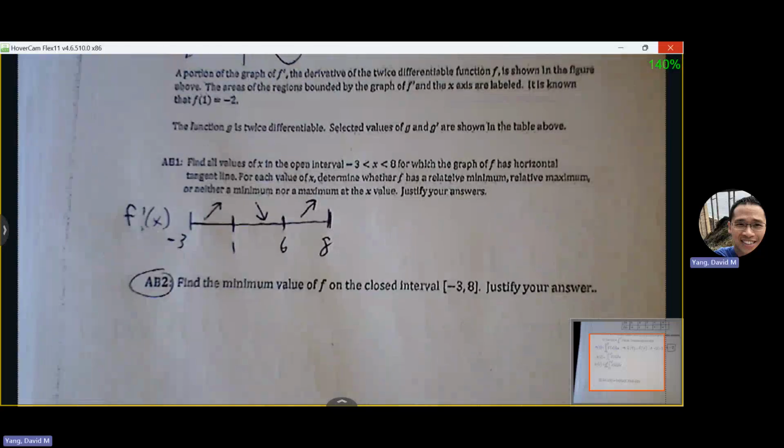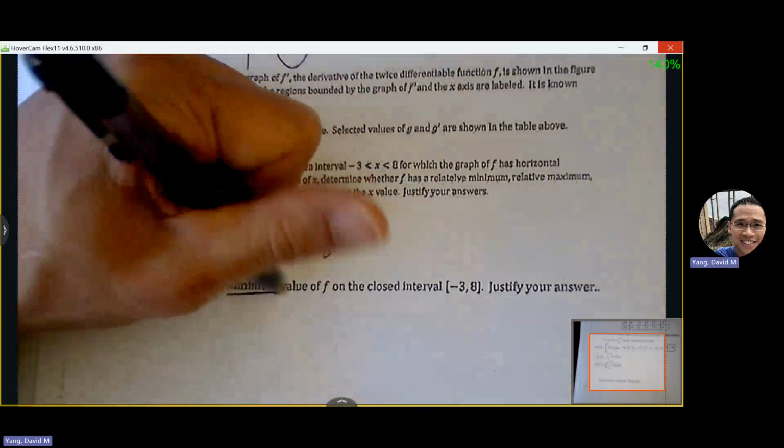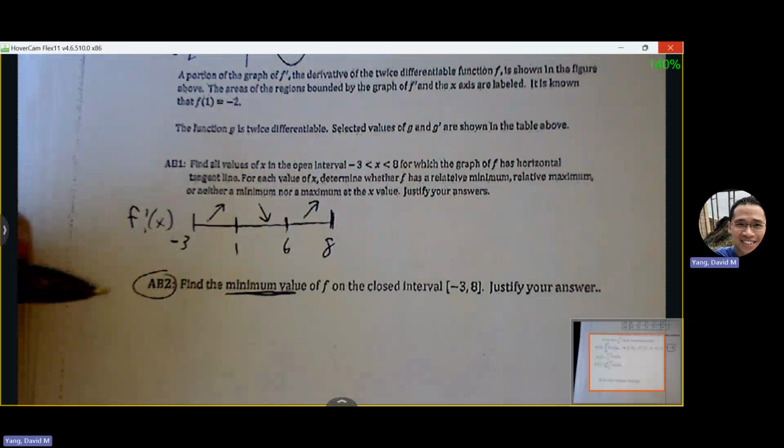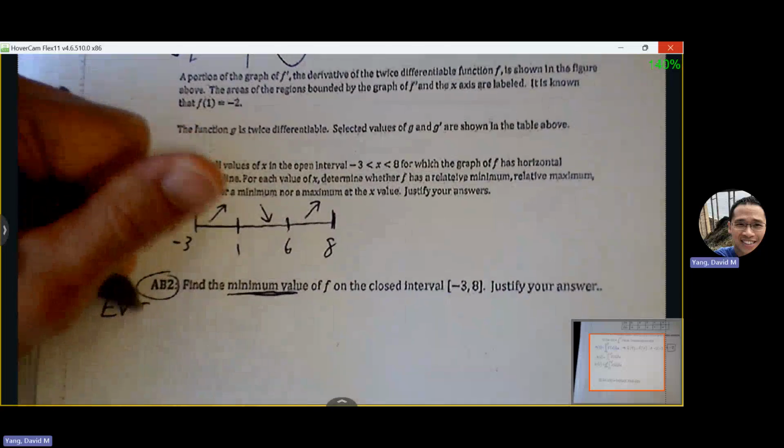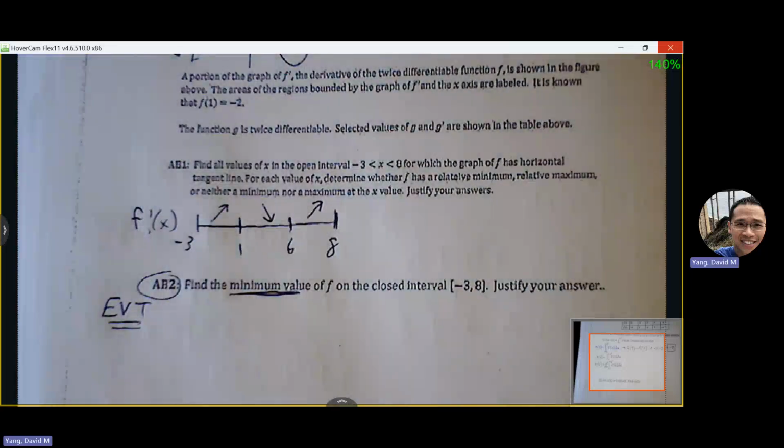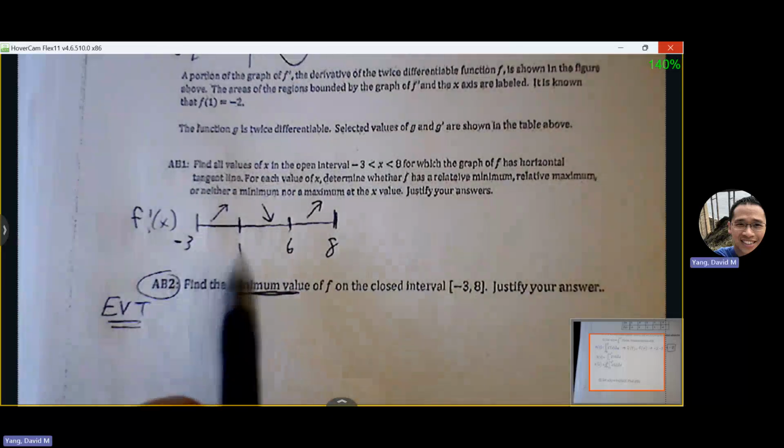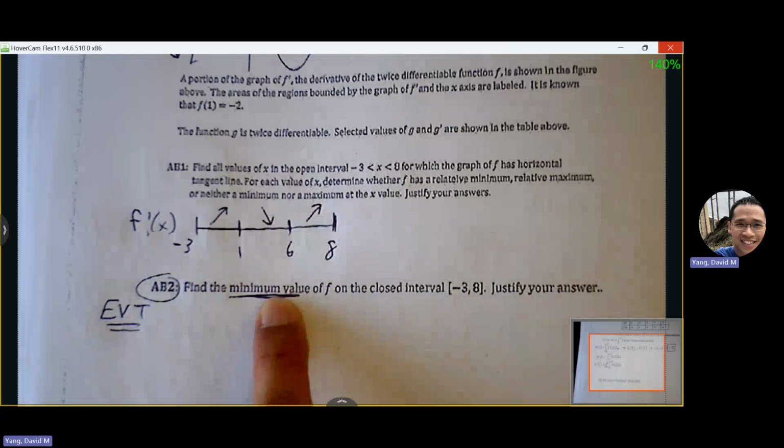Find the minimum value. So if you see the word minimum, it's understood that it's absolute minimum. So we're doing extreme value theorem, which means test endpoints and critical points. But do we need to test both the 1 and 6 if we're just looking for the absolute minimum? Which one do we not need to test?